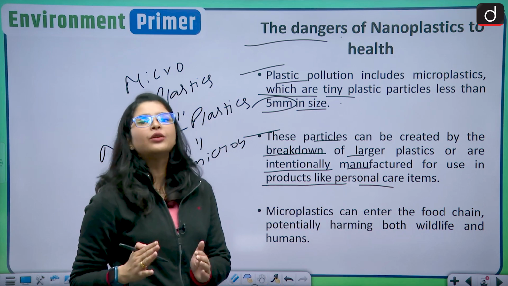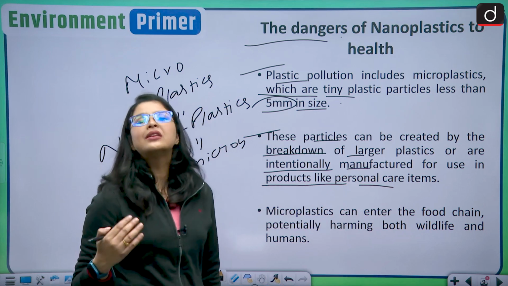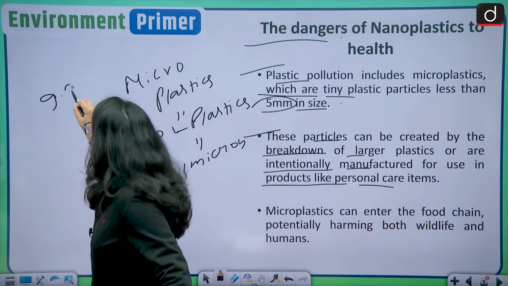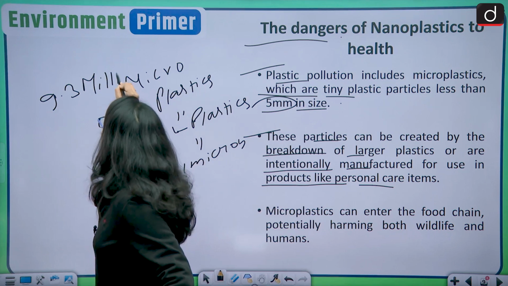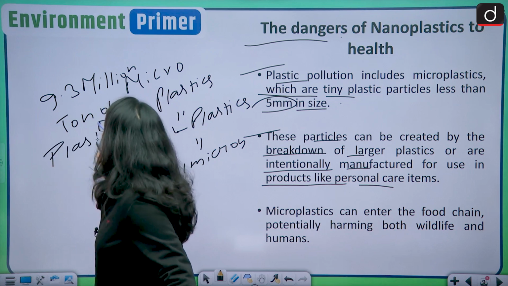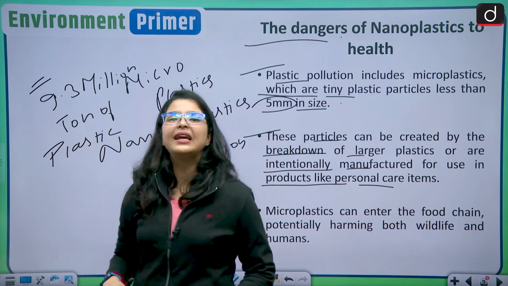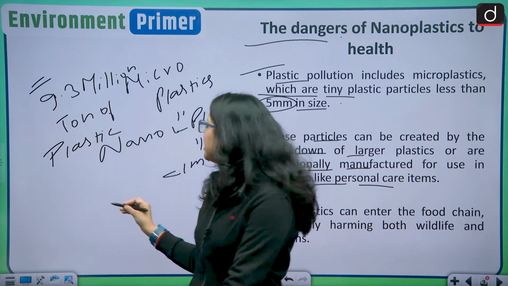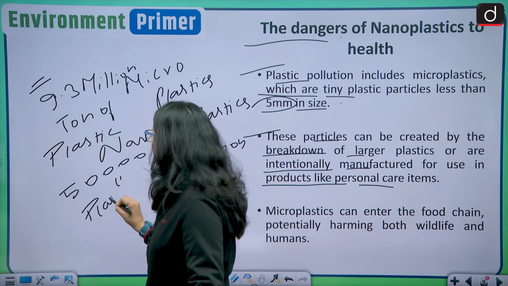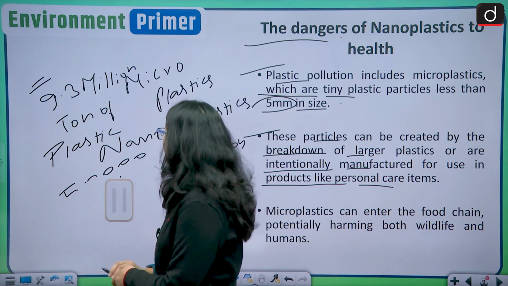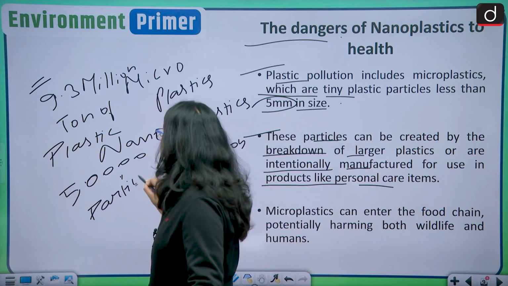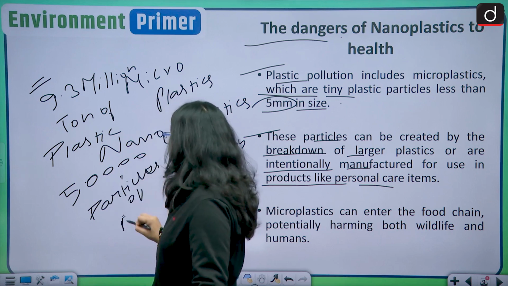So as I have said that more than 400 million metric ton of plastics are being produced. And if you talk about India, in India only 9.3 million ton of plastic is being produced as per a recent data. And if you talk about humans, we consume around 50,000 particles of microplastic every day. 50,000 particles of microplastic.